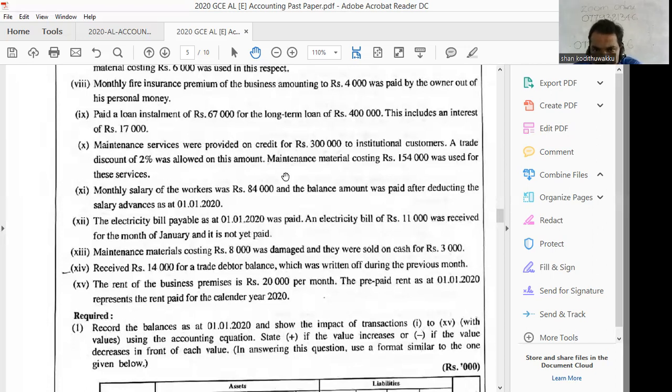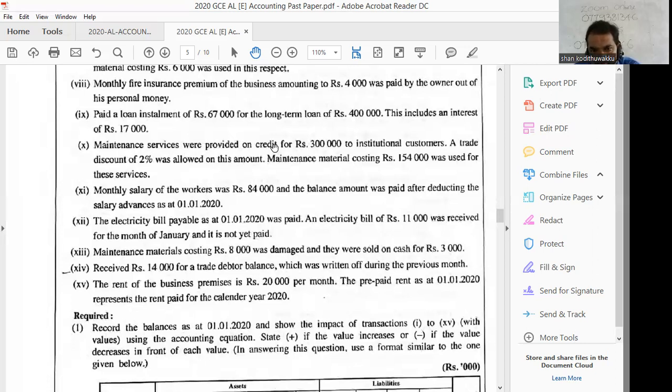Then, as they have used 154,000 worth of maintenance material, there will be a decrease in inventory or stocks by another 154,000. Then the difference between the cost 154,000 and 294,000 will be the profit. It goes to capital. It will increase the capital, plus value. Again, I will explain this adjustment.